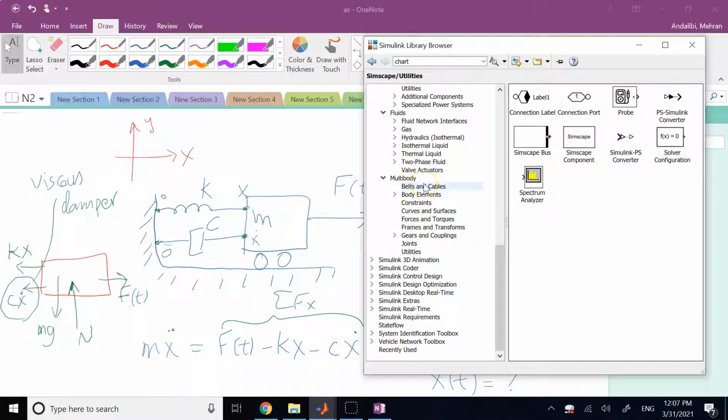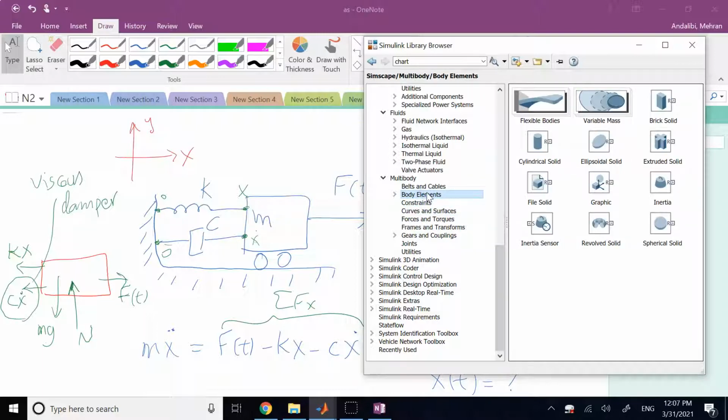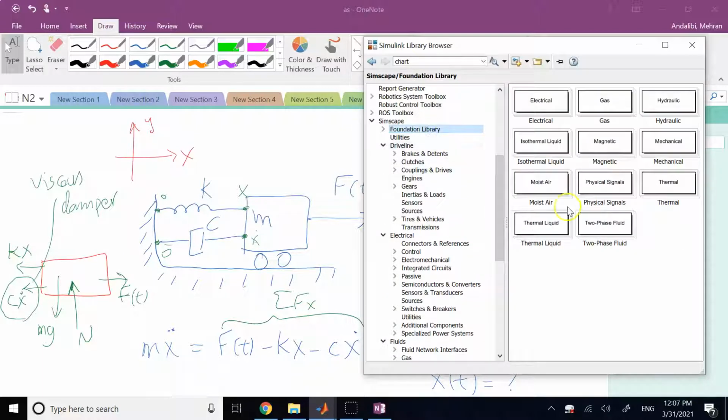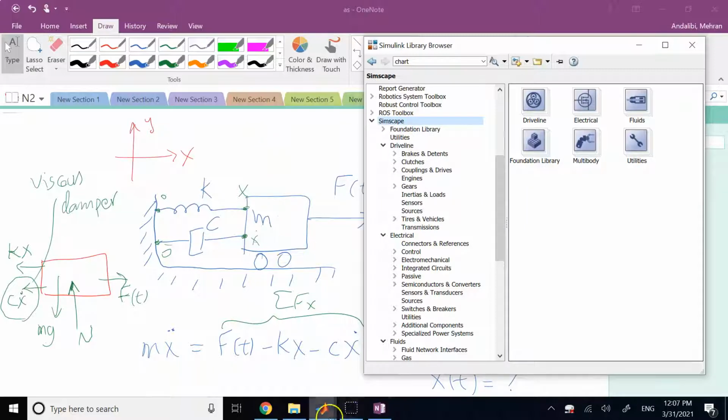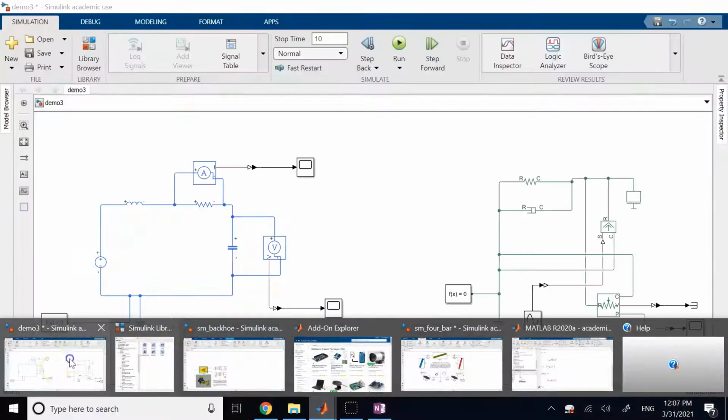Now under multibody, you can see different types of elements for multibodies. These are a little bit more difficult to do. If you want simple ones, then I recommend you just go and look for the mass block, the damper block, the spring block, like these guys.